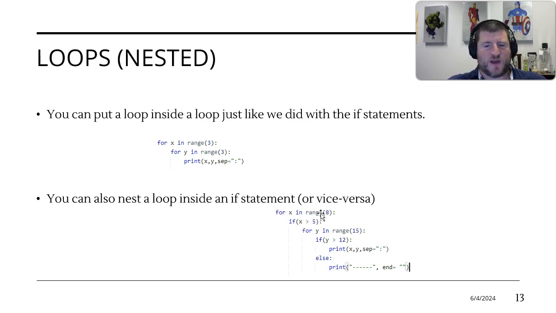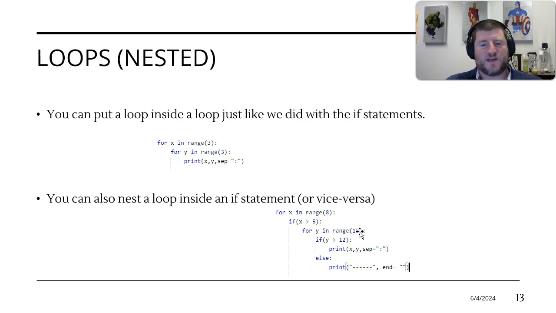So for X in range 8, we already know from understanding a for loop that X is going to go through the values 0, 1, 2, 3, 4, 5, 6, 7. If X is greater than 5, we're going to run a second loop where Y is in range 15. And again, that means Y is going to have the values 0, 1, 2, 3, 4, 5, 6, 7, 8, 9, 10, 11, 12, 13, 14.